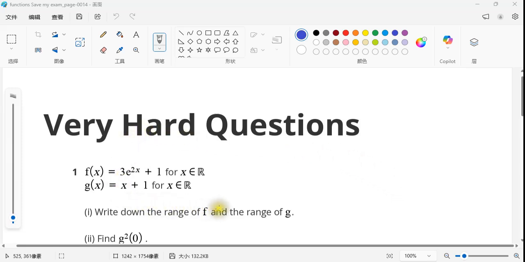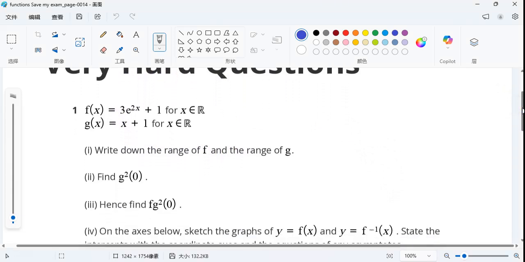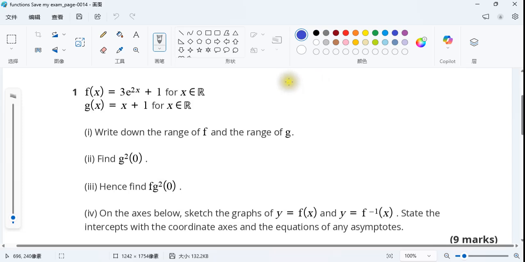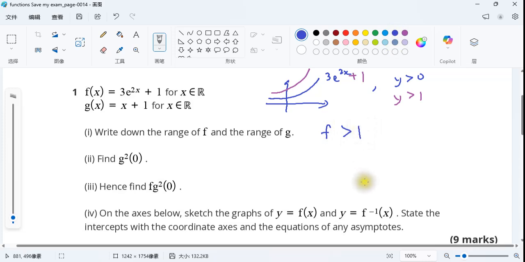Write down the range of f and the range of g. Okay, so we know that the graph for the exponent is like this. So 3e^(2x) is like this, and then the range will be y greater than 0. When we have this plus 1, then the range will be greater than 1. Okay, so the asymptote becomes 1. So the range of f will be greater than 1.